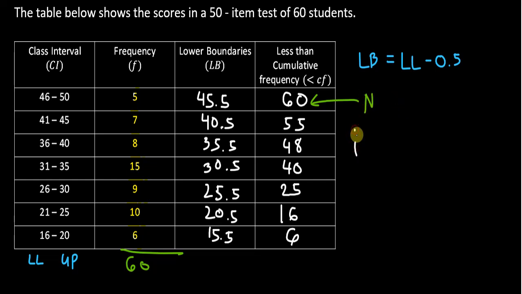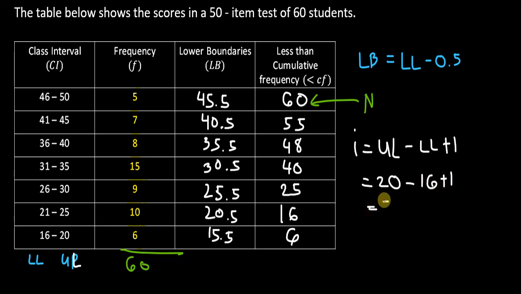Next ay yung i, or yung size of class interval. So, kunin natin yung lower limit at upper limit. So, i is equal to upper limit minus lower limit plus 1. Palagi may plus 1, huwag kakalimutan. Kuha ka lang dito kahit anong pair. So, kunin na lang natin 16 saka 20. Upper limit is 20 minus lower limit is 16 plus 1. So, 20 minus 16, that is 4. And 4 plus 1, that is 5. So, the size of class interval is 5.